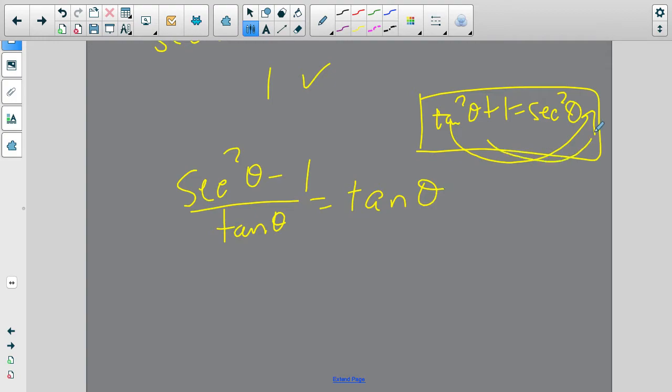All right, I've got this here. What did we just say secant squared minus 1 was? Tan squared. So you have tangent squared over tangent, equals tangent.